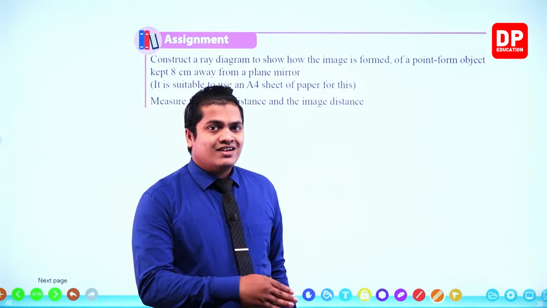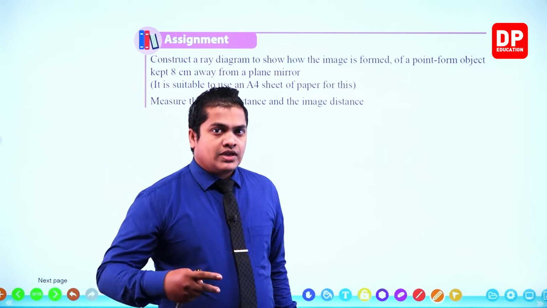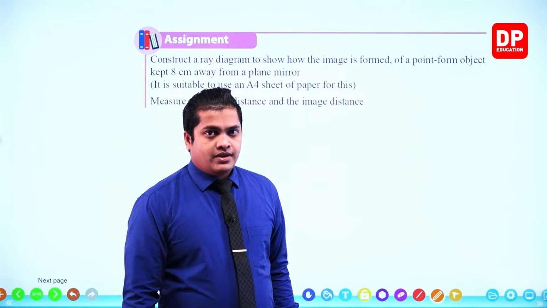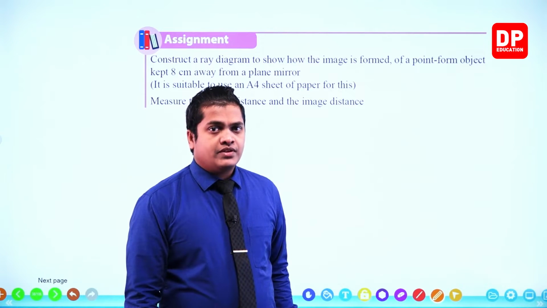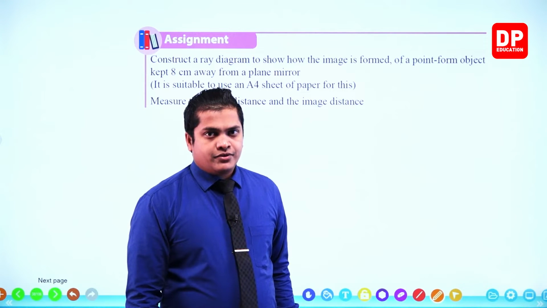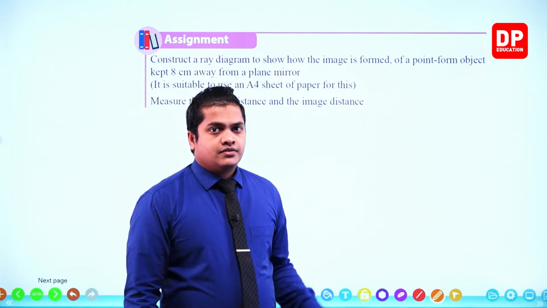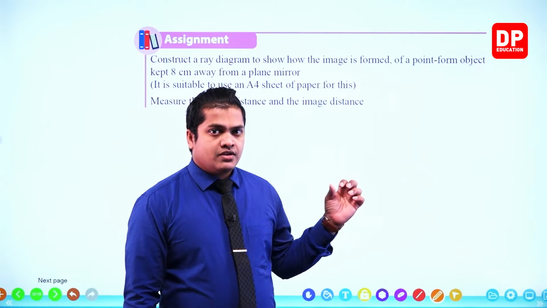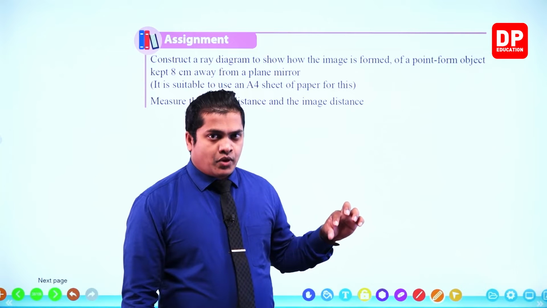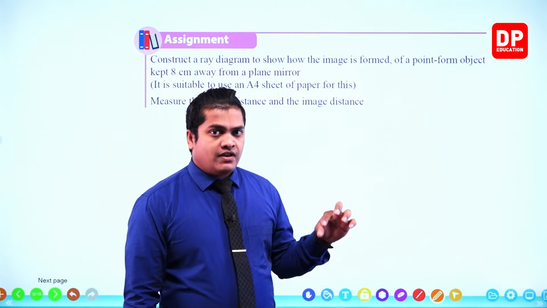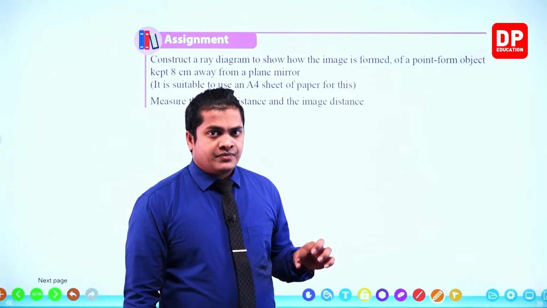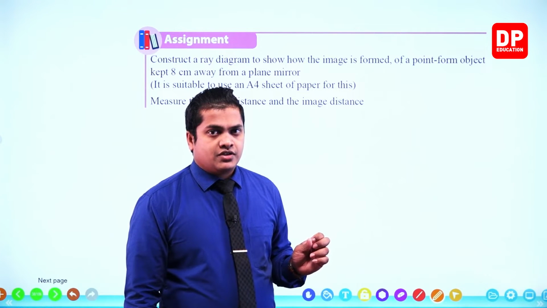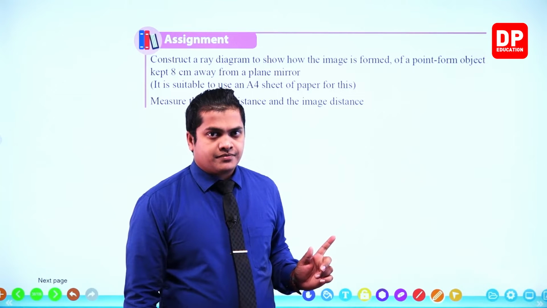Then, my dear children, reflect the light rays so that the incident angle is equal to the reflected angle, right? For both of these light rays, you have to follow the same method. Now, what do you have to do? Now, join the 2 reflected rays towards the mirror, right? Then find the point where the 2 reflected rays intersect. This point, my dear children, is where the image is created.